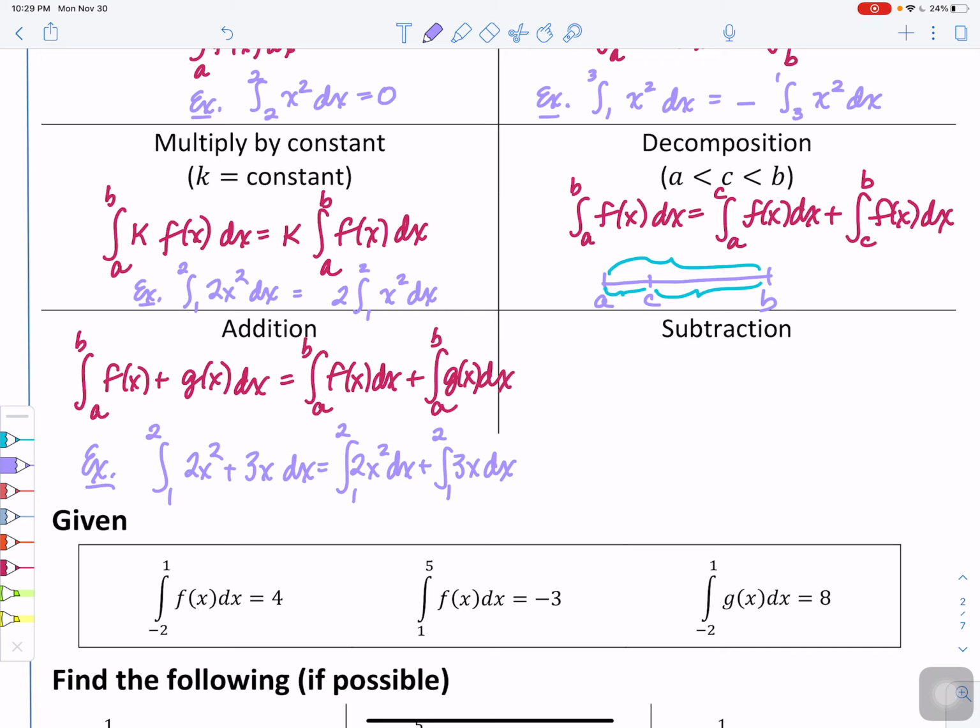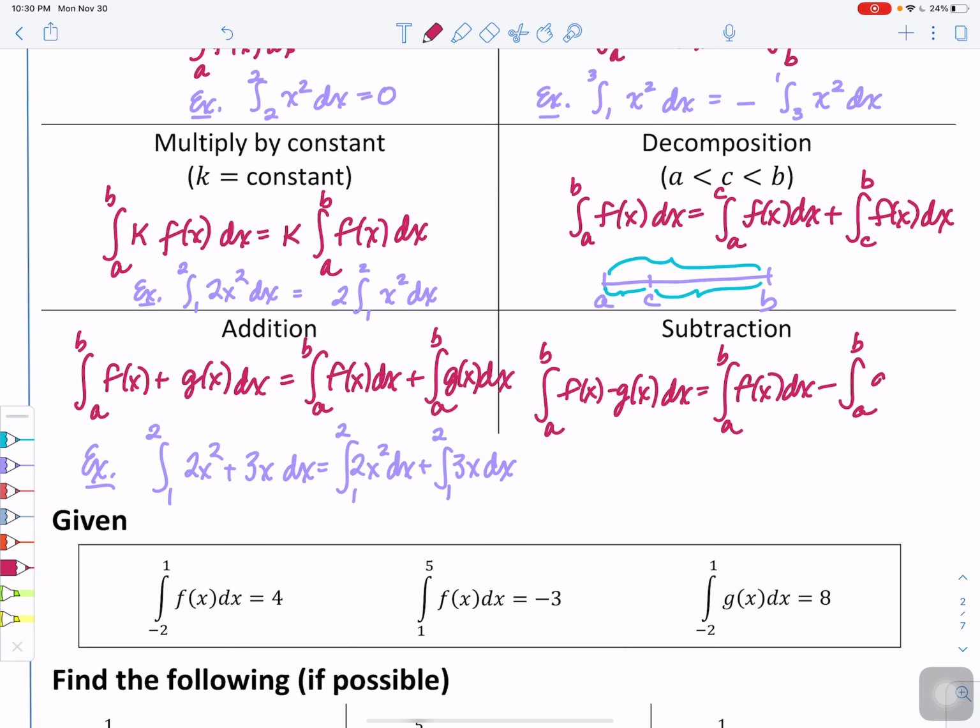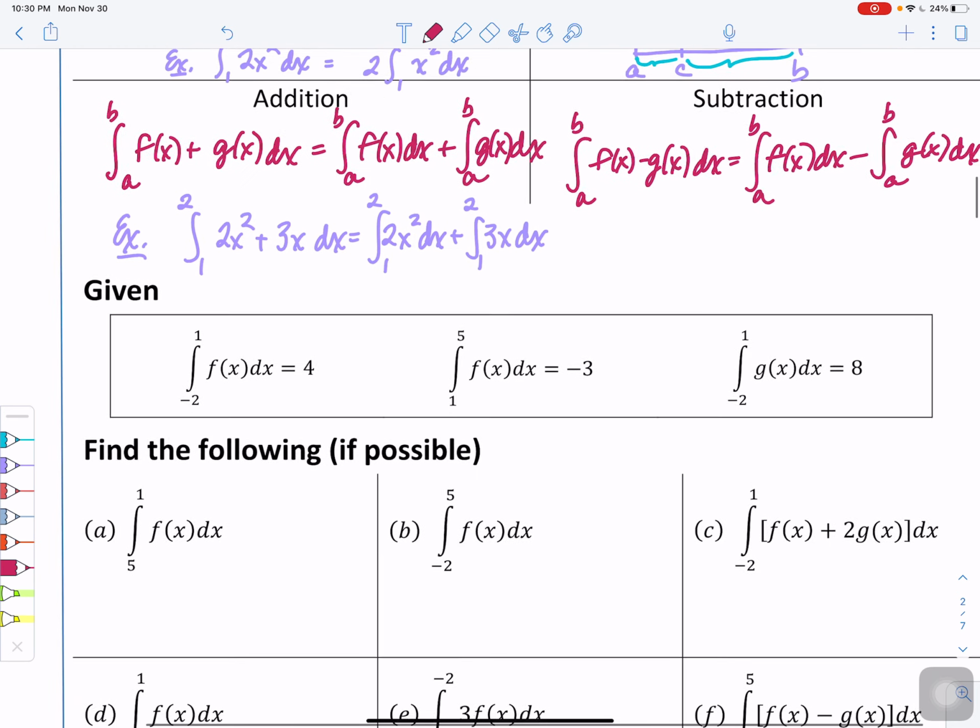And subtraction is the same as addition. Okay? I'll go ahead and write this out. So it's the integral from a to b of f of x minus g of x dx is equal to, you guessed it, the integral from a to b of f of x dx minus the integral from a to b of g of x dx. So the integral of a difference is the difference of integrals. And I don't think we need an example there.